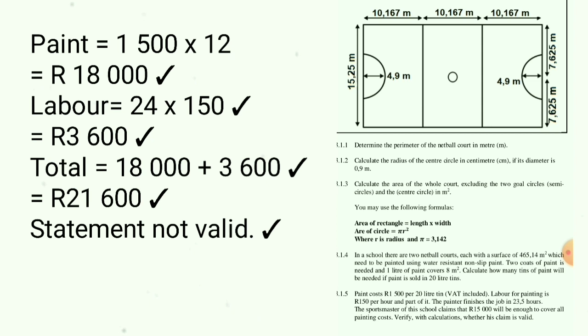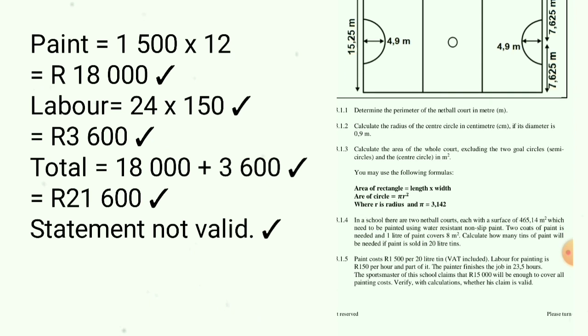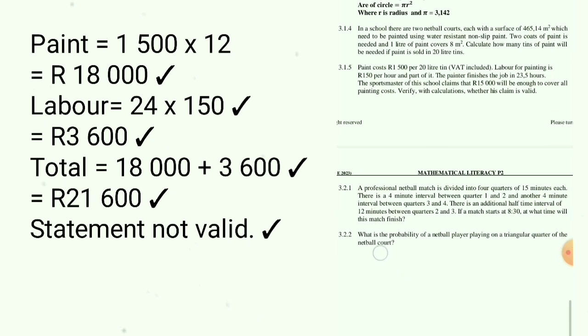Then we say labor 24. 24 is the 24 hours, guys. We just round off, as I said, 24 hours multiplied by 150. Remember that the labor for painting is 150 per hour. Multiplied by 150 equals 3,600. Then we say total 18,000 rand plus 3,600 equals 21,600. Statement is not valid. Remember that the sports master of the school claims that 15,000 will be enough. It's not enough. So we are going to 3.2.1.